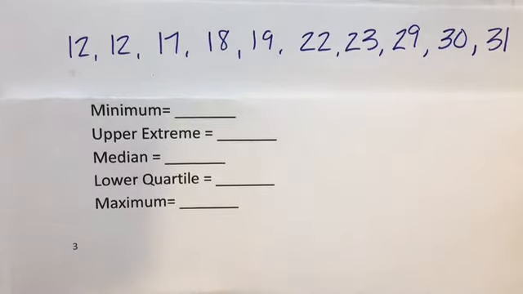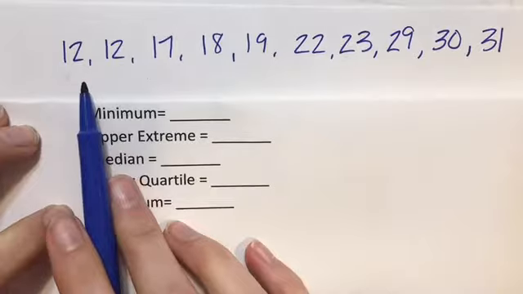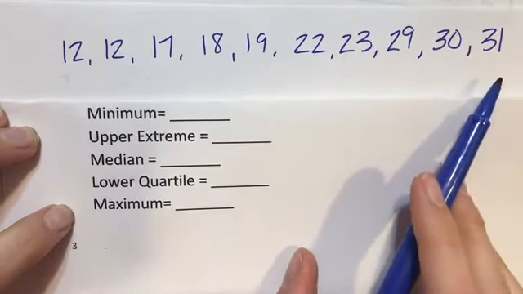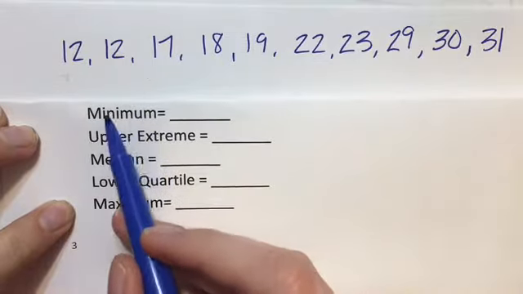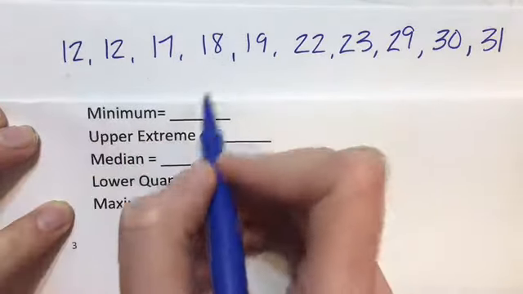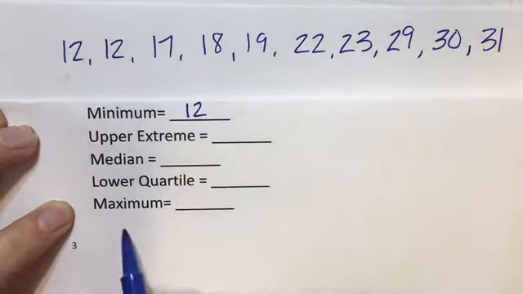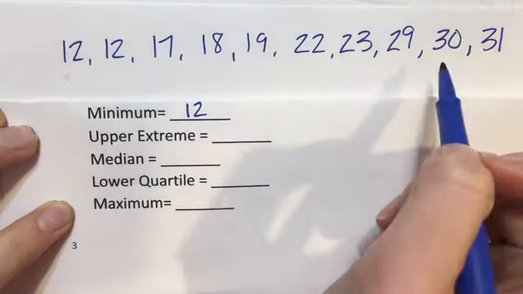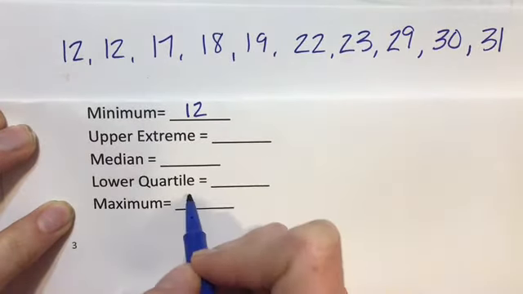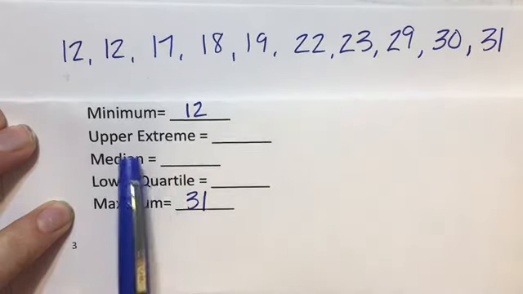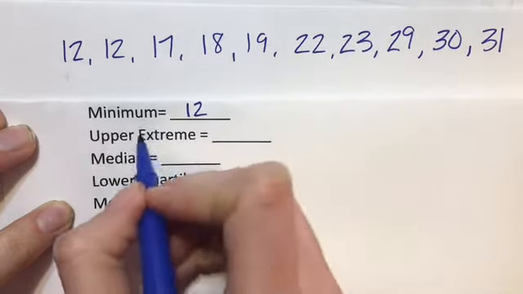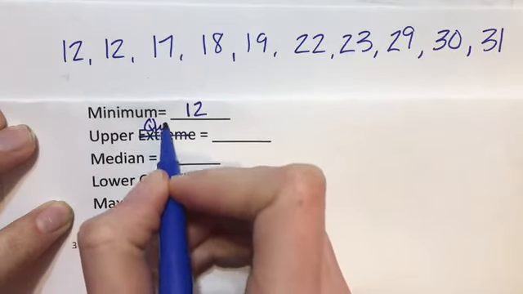You'll notice the data set that I've given us here is already ordered. So we can find the minimum and maximum very quickly. The minimum, or the smallest value, we can see all the way to the left, is 12. And the maximum, or the largest value, is all the way to the right at 31. Now remember, we must first find the median before we can find the upper and lower quartiles.